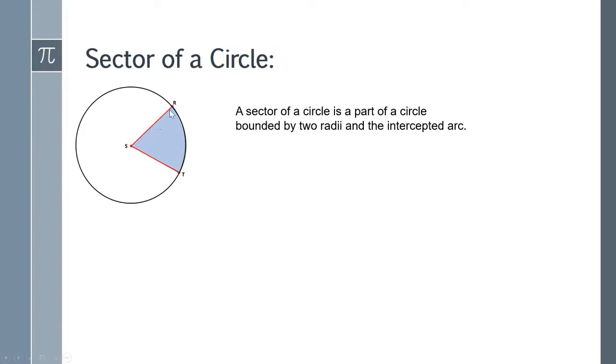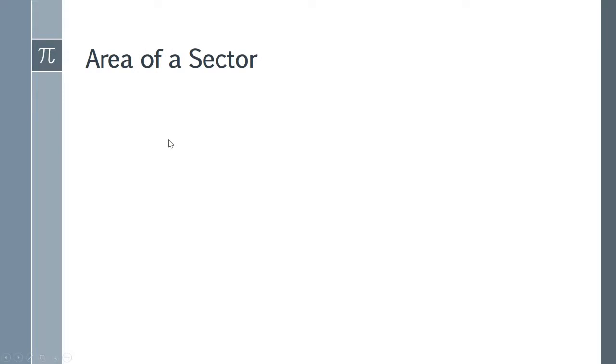So we've got these two radii right here, SR and ST, and then we've got the arc that they intersect. And so this would be the sector that we're talking about. This is also a sector. It's a bigger sector, but we're focusing on this shaded sector. So let's take a look at how we find the area of that sector.